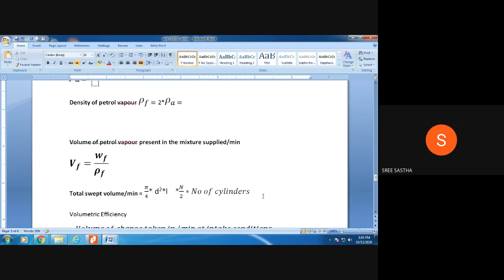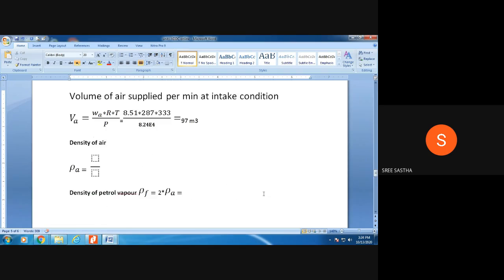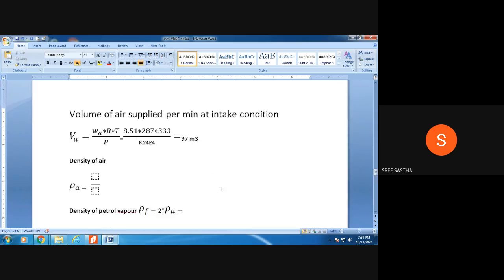I need to find similarly. I have found VA. Sir, I have written 9 points. Good. See, listen. I have found out VA. Now, similarly, I have to find VF.